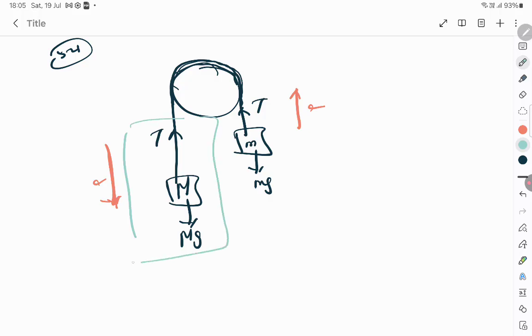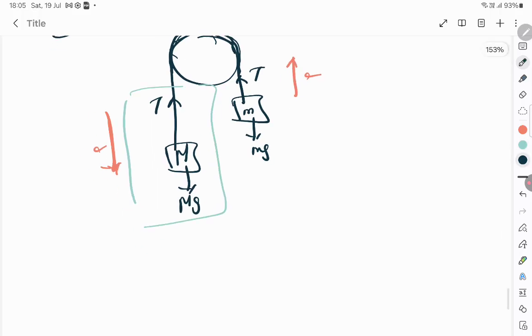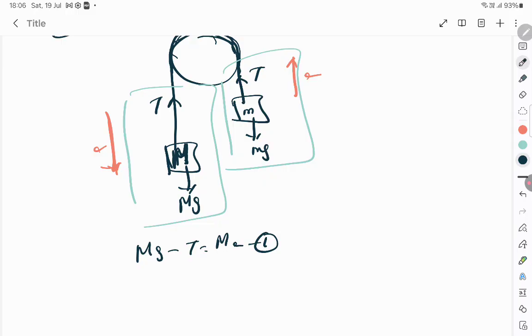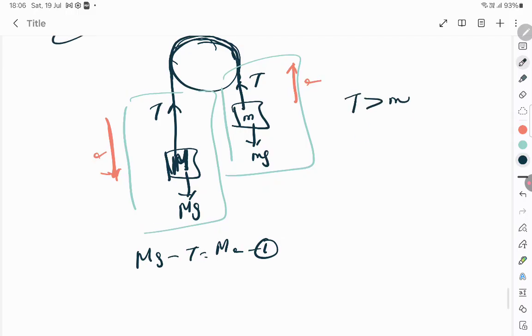Let's take this diagram alone. Since it's accelerating downward, the downward force capital Mg is greater than the tension. That's why it's able to accelerate downward. So capital Mg minus tension is equal to capital M into A, the mass into acceleration of this body. This is my equation 1. Let's consider the free body diagram of this. It's going to move up, which means T is greater than mg in this case. So T minus mg will be equal to small m into A, and this is my second equation.